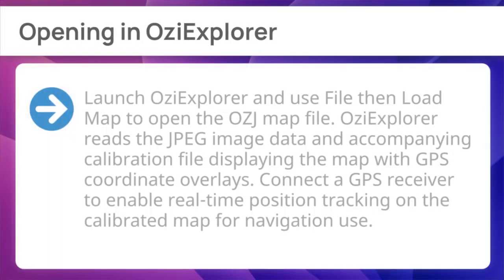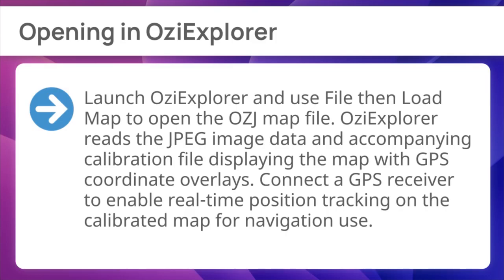First, opening in OziExplorer. Launch OziExplorer and use File then Load Map to open the OZJ map file. OziExplorer reads the JPEG image data and accompanying calibration file displaying the map with GPS coordinate overlays. Connect a GPS receiver to enable real-time position tracking on the calibrated map for navigation use.